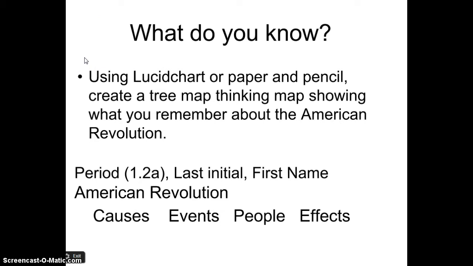Okay, so we're going to start with the American Revolution, and you studied this in 5th grade, and so you're going to use a Lucid Chart if you have a computer, or you're going to do paper and pencil if you don't. So we're going to get that set up. You're going to create a tree map, thinking map, showing what you remember about the American Revolution. And this is sort of the pattern we'll be doing a lot this year. So you can go to Lucid Chart, and I'll wait for you to do that. Get your paper and pencil out.